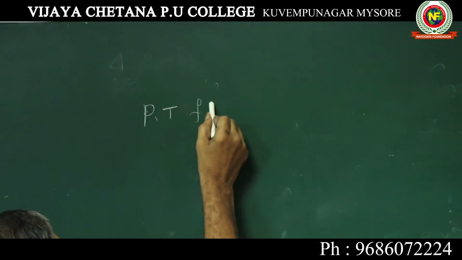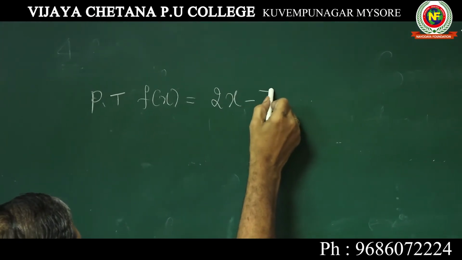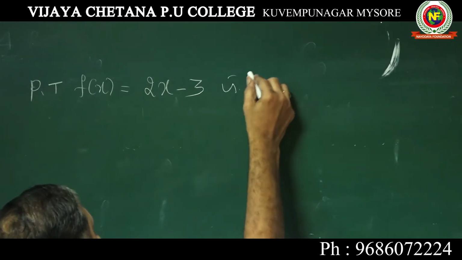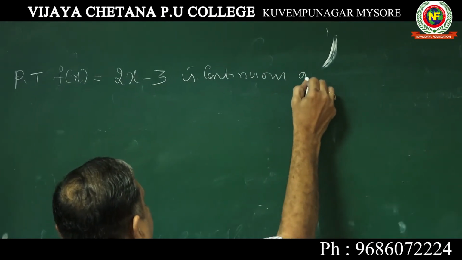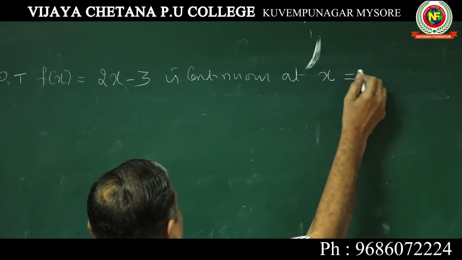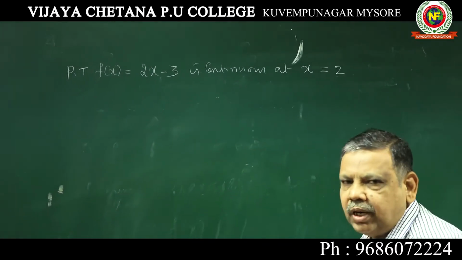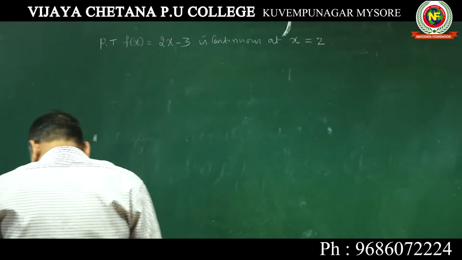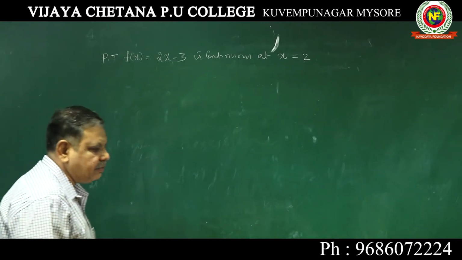Prove that the function f of x is equal to 2x minus 3 is continuous at x equal to 2. It's a very simple problem. This question carries 2 marks. Prove that the function f of x is equal to 2x minus 3 is continuous at x equal to 2.